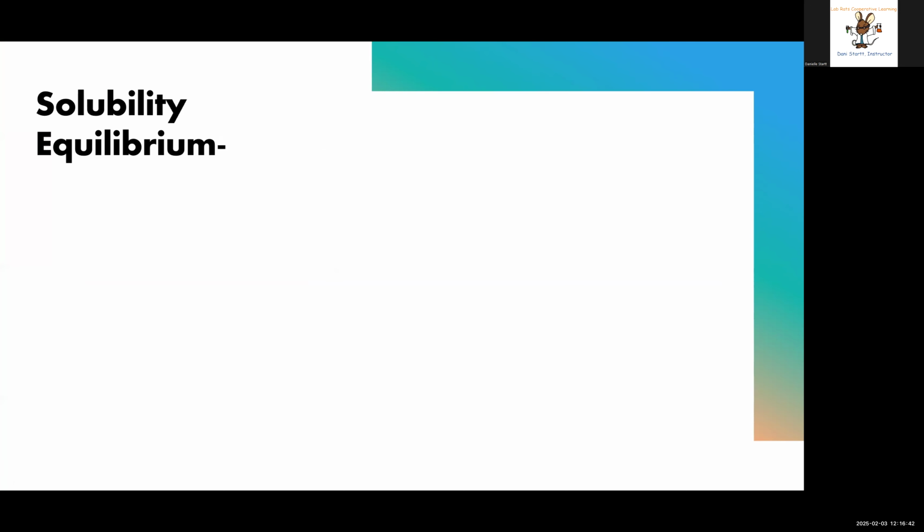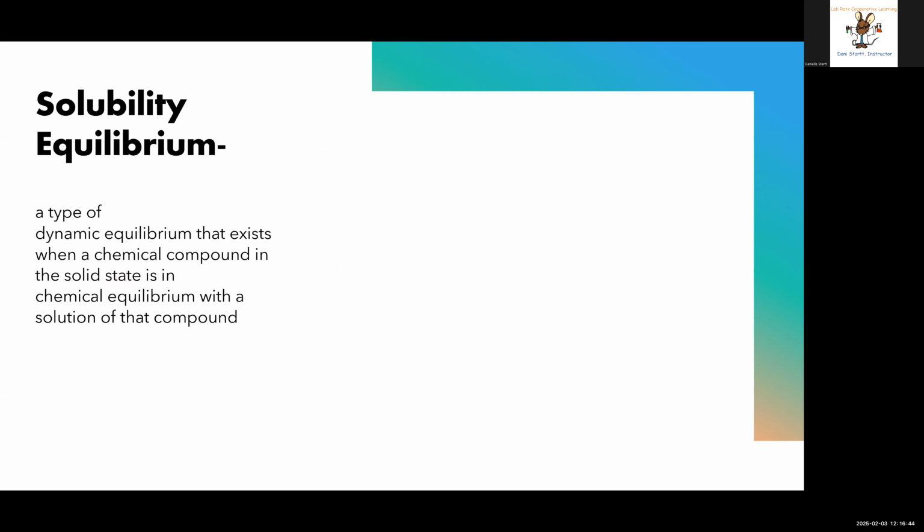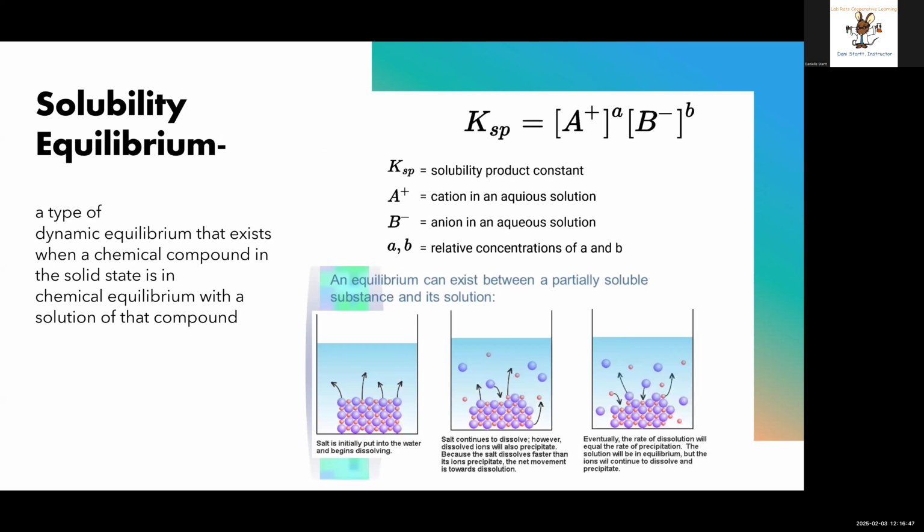So, solubility equilibrium. This is a type of dynamic equilibrium that exists when a chemical compound in the solid state is in chemical equilibrium with a solution of that compound.